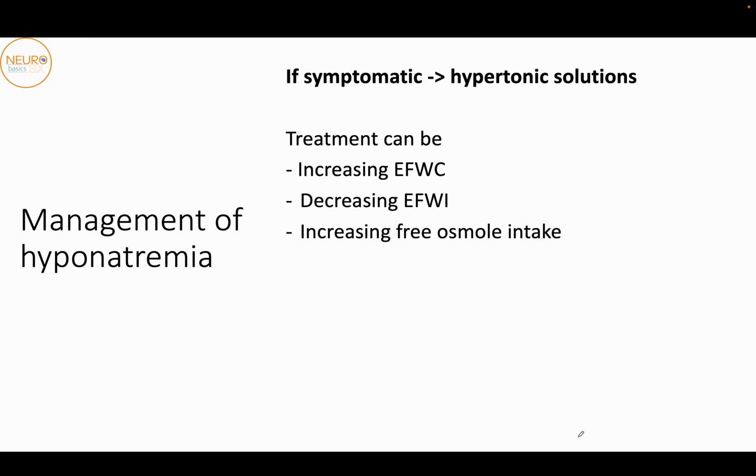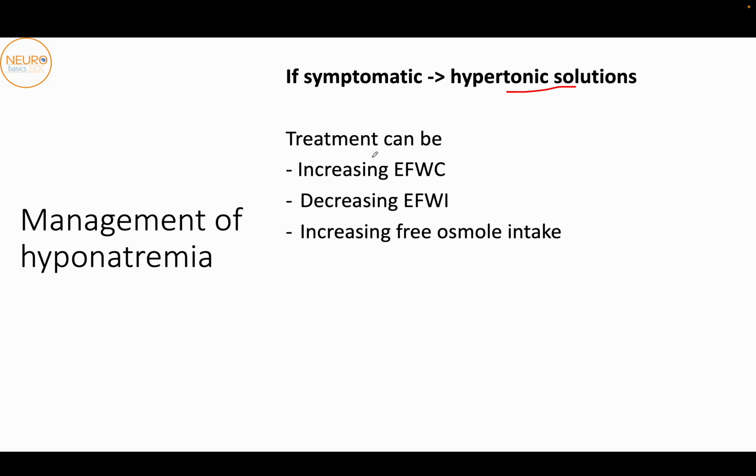Right, so that is how we evaluate a patient with hyponatremia. Now, once a patient with hyponatremia does come in, how do we manage them? A hyponatremic patient could be symptomatic or asymptomatic. If a hyponatremic patient is symptomatic, the treatment is directly using hypertonic solutions. There's nothing else to worry about over there. If a patient is symptomatic because of hyponatremia, go in and give them 3% NS.